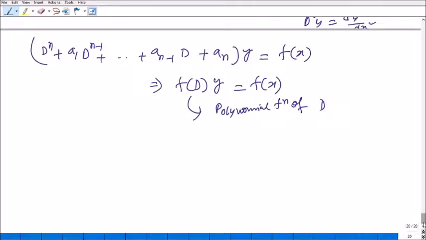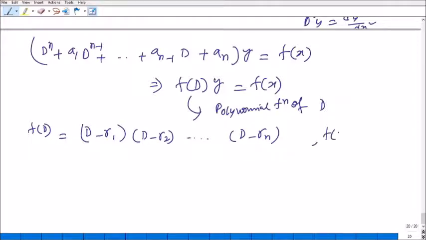So if this function can be factored into many parts, since it is a polynomial function, then we can write f(D) as (D - r1)(D - r2) ... (D - rn), where r1, r2, ..., rn are the roots of the auxiliary equation, which is f(D) = 0.